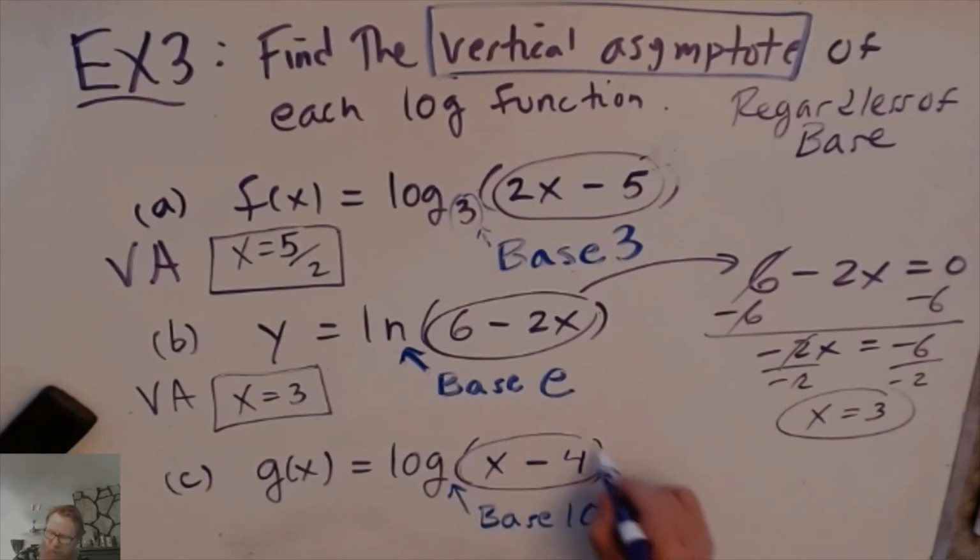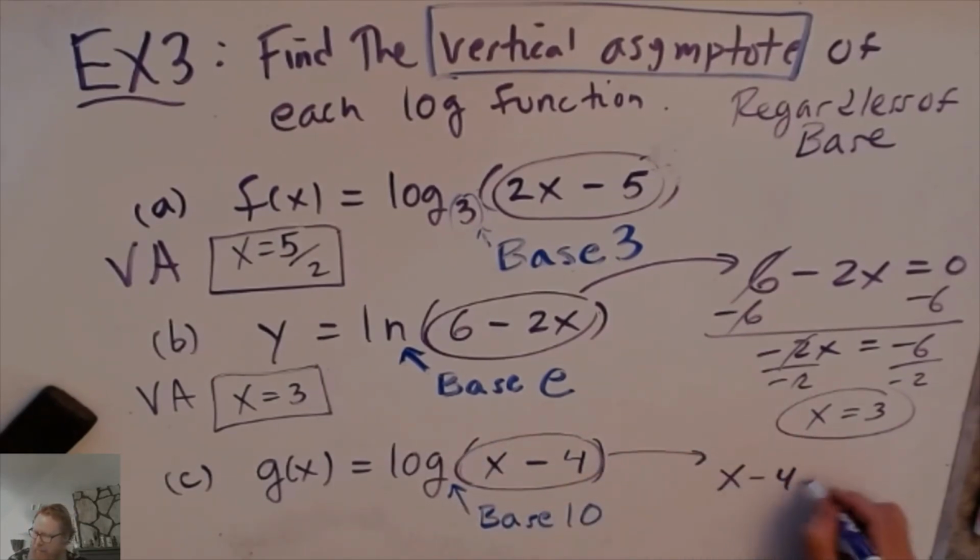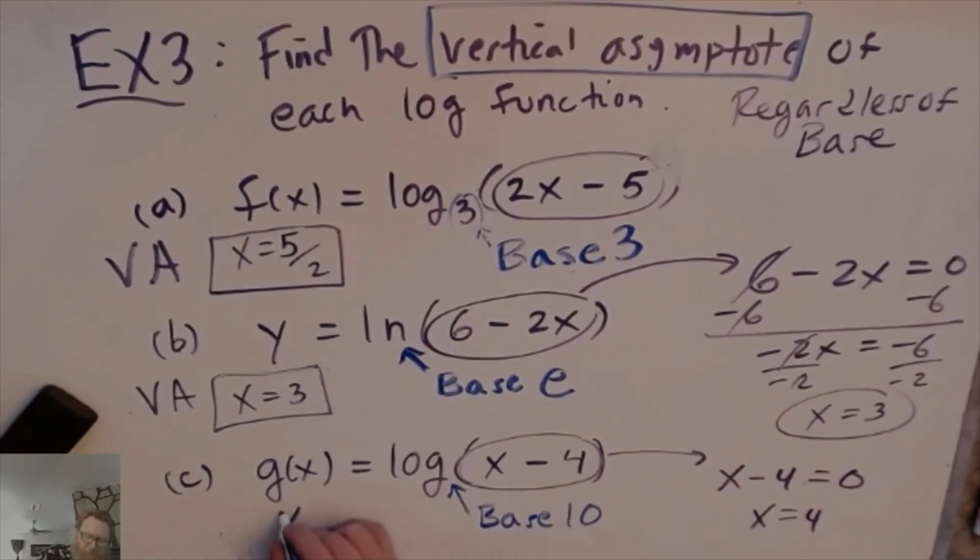This one you could probably do with mental math. X minus 4 equals 0. Clearly x is equal to 4. Okay.